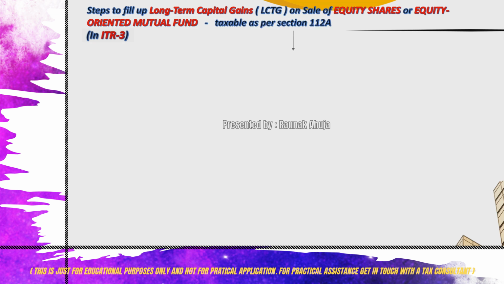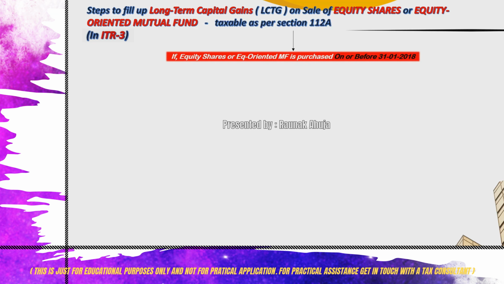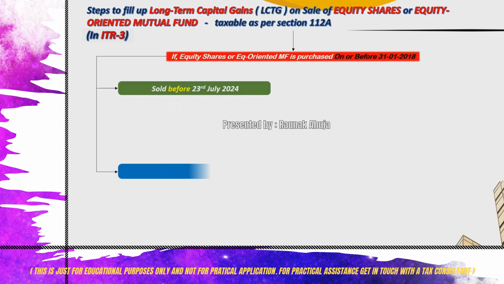Now, in this video, we'll be covering the equity shares or the equity-oriented mutual funds that were purchased on or before the 31st of January 2018 and sold during the financial year 2024-25. The profits would be calculated in two different parts. The first one being where the equity shares or equity-oriented mutual fund was sold before the 23rd of July 2024, and the second part would be where it is sold on or after the 23rd of July 2024.